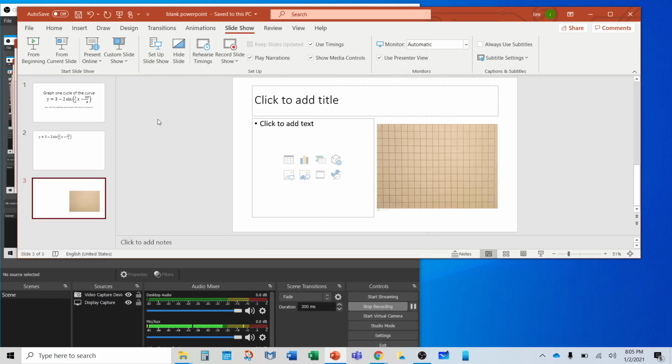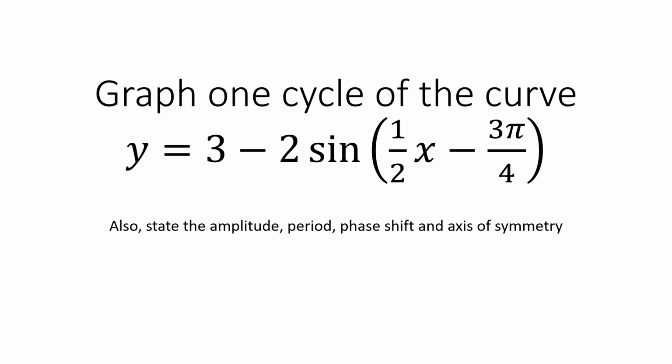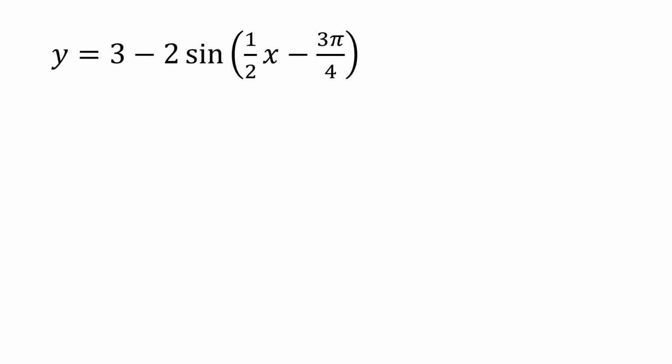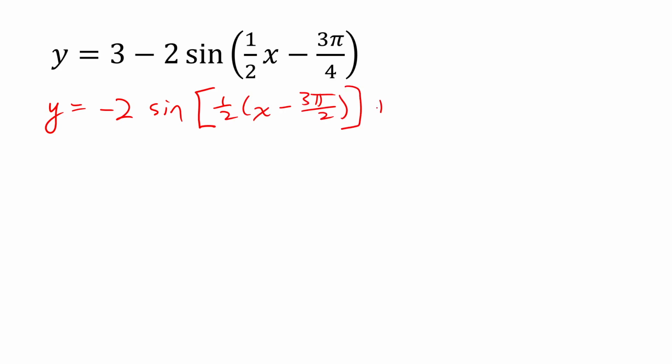In this question, we're going to graph one cycle of the curve shown and also state the amplitude, period, phase shift, and axis of symmetry. Well, the first thing we often need to do when graphing a function that's undergone transformations is algebraically rearrange it, and we do that here. Now we can see what our A, K, D, and C values are.